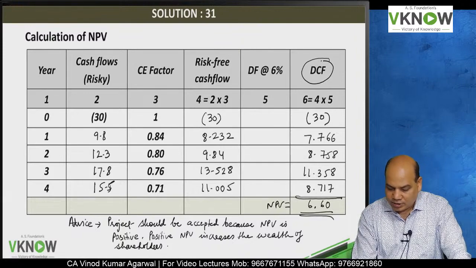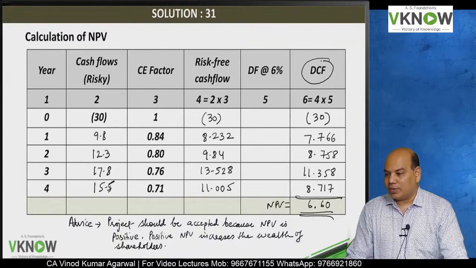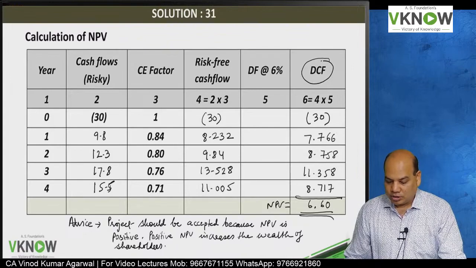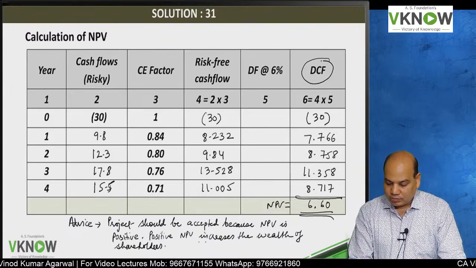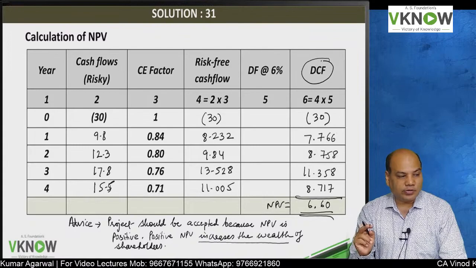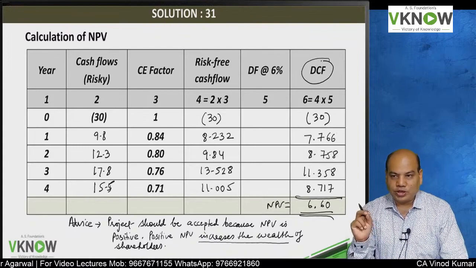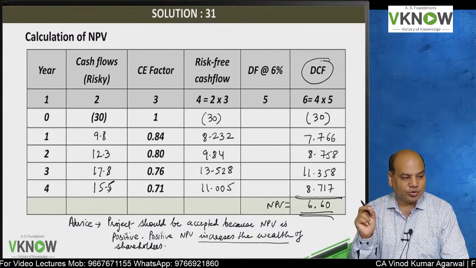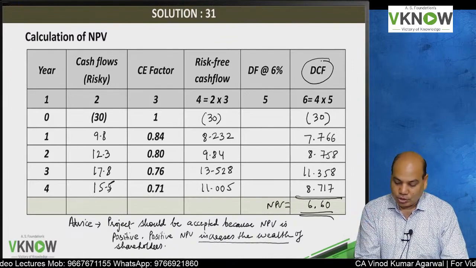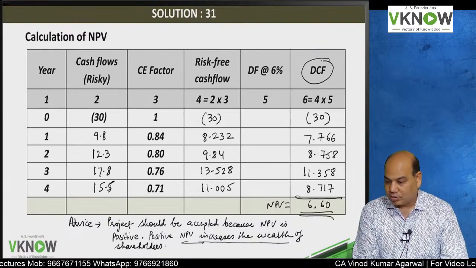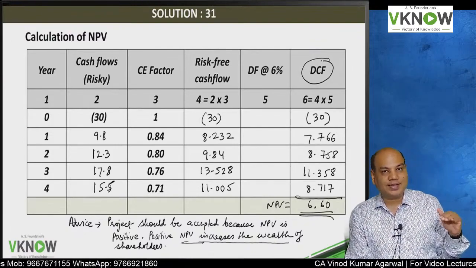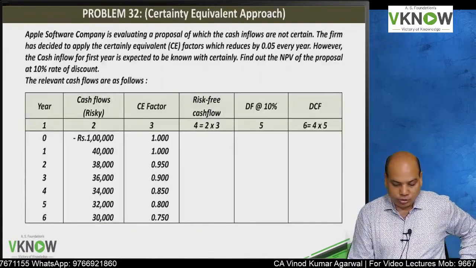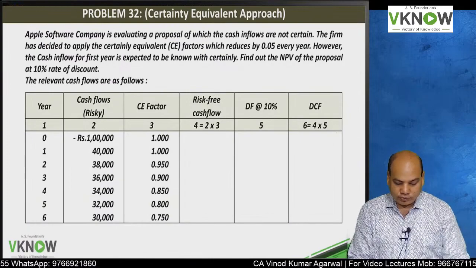Positive NPV indicates that you are earning more than your cost of capital or your required rate of return. So it increases the wealth of the shareholder. The goal of financial management is wealth maximization. Positive NPV is a step towards that goal of wealth maximization. Hence, we always say when NPV is positive, accept. Reason, wealth maximization. One more question, number 32, will solve in the book.